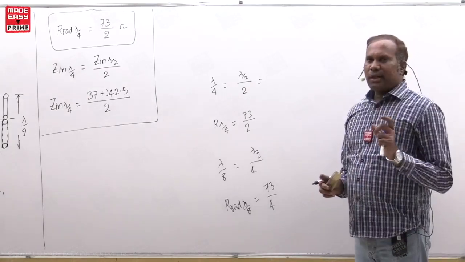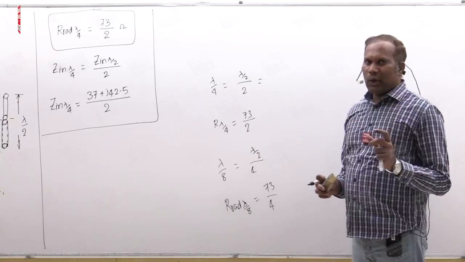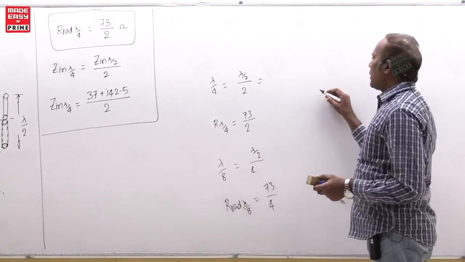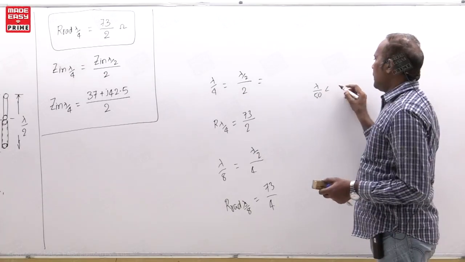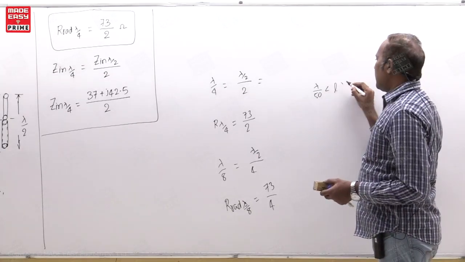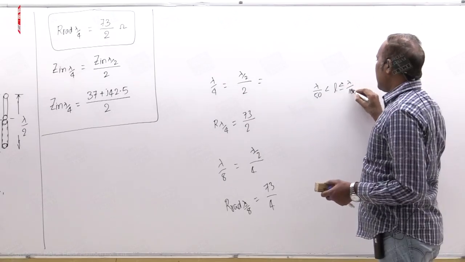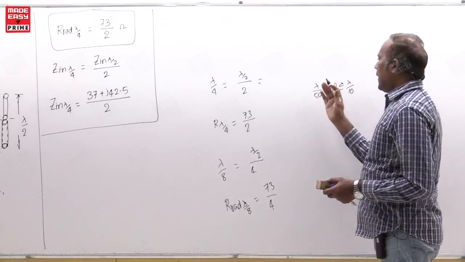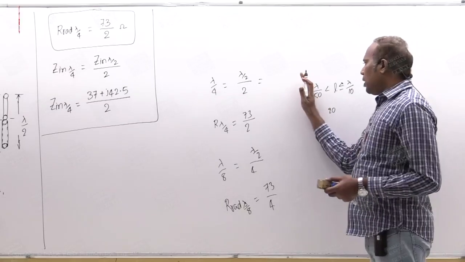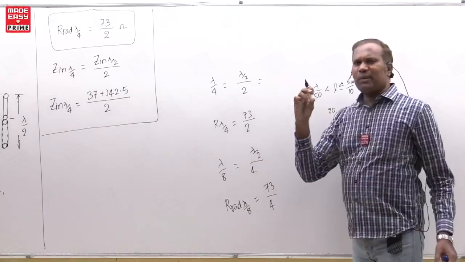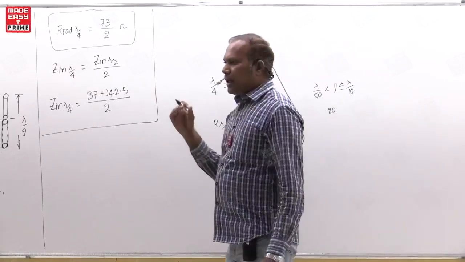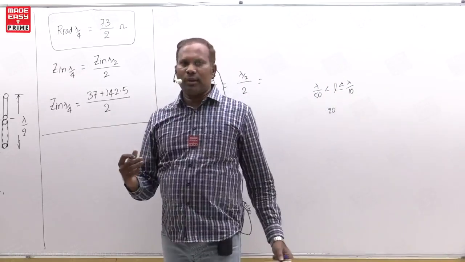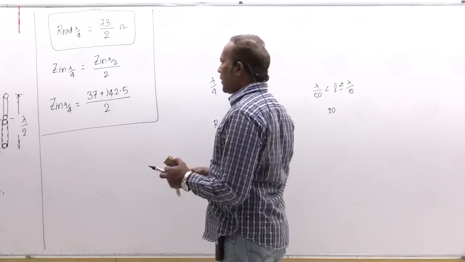If the question mentions a triangular current distribution, then for the range lambda by 50 less than L less than or equal to lambda by 10, you have to take 20 pi square (L by lambda) whole square. Below this, the length becomes very small, and it again becomes a uniform current distribution. Again you have to use 80 pi square (L by lambda) whole square.